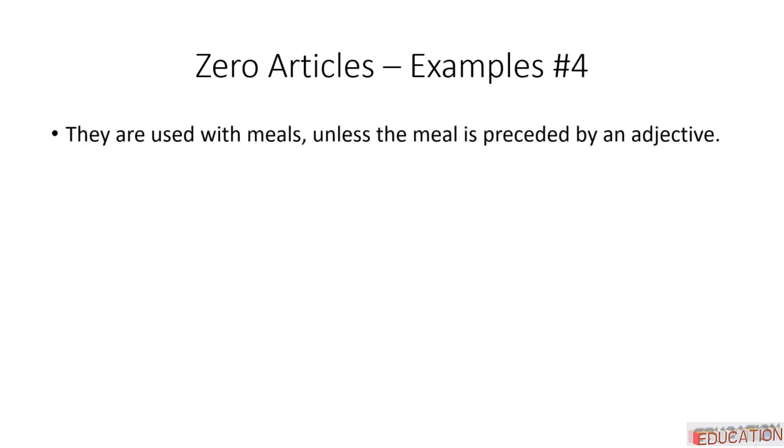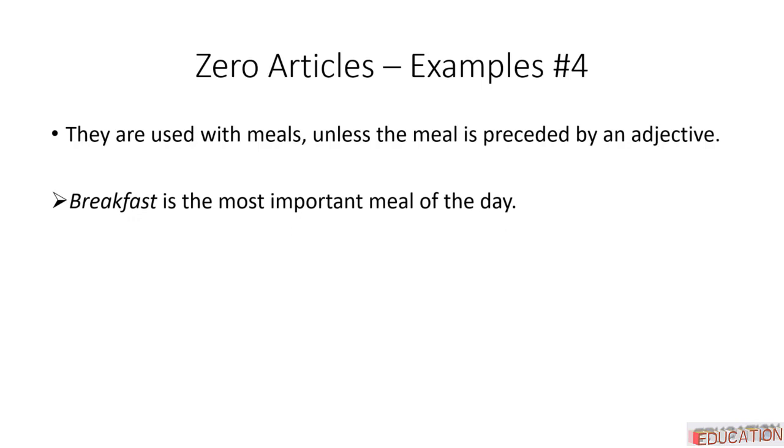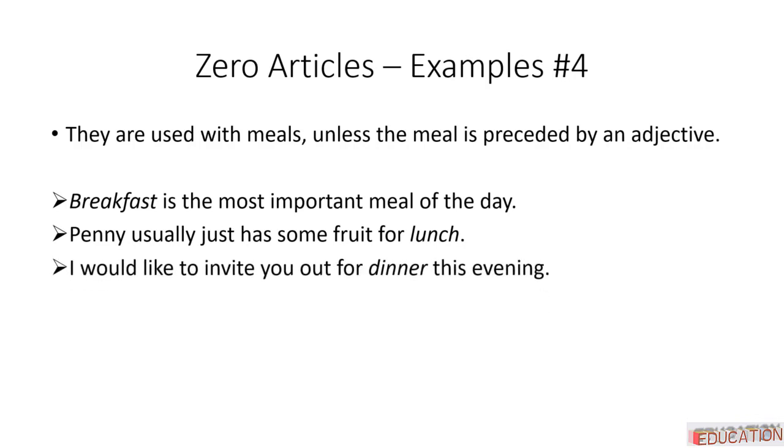When we're talking about meals, we use no article, unless we're talking about a meal that also has an adjective. Sounds a bit odd, but we'll see some examples. A breakfast is the most important meal of the day. All breakfast, not a specific breakfast. Penny usually just has some fruit for lunch. I would like to invite you out for dinner this evening. And these are all examples where we have no article before the noun in italics.